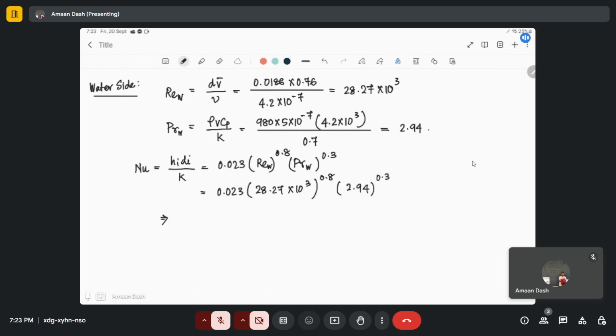So for calculating the average heat transfer coefficient, h_i, you have to multiply with K by d_i, which is nothing but 0.7 divided by 0.0186. So if you substitute everything, you can get the average heat transfer coefficient to be around 5025.23 watt per meter square degree Celsius.